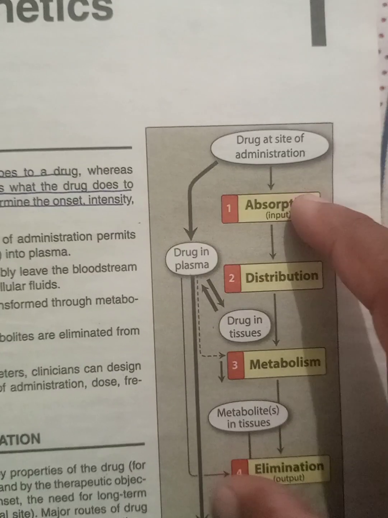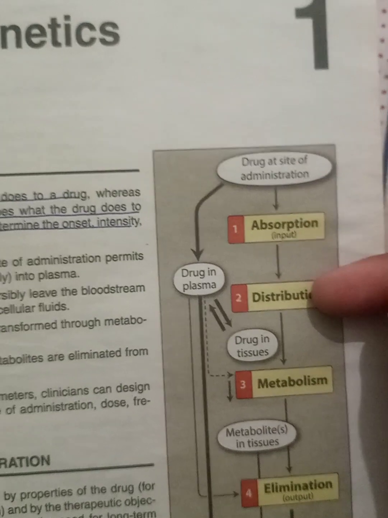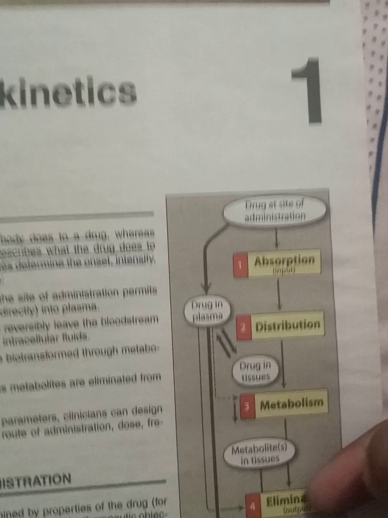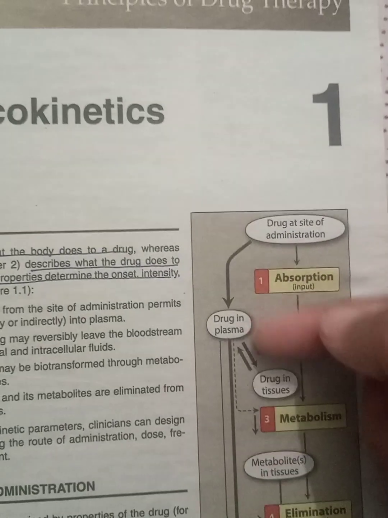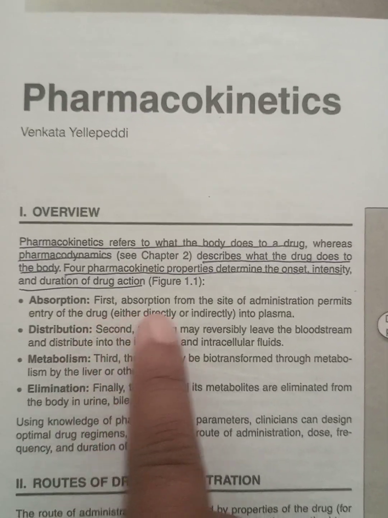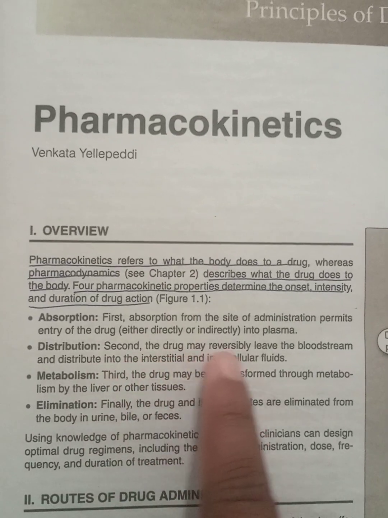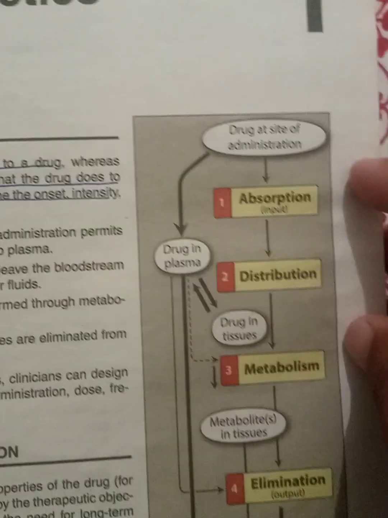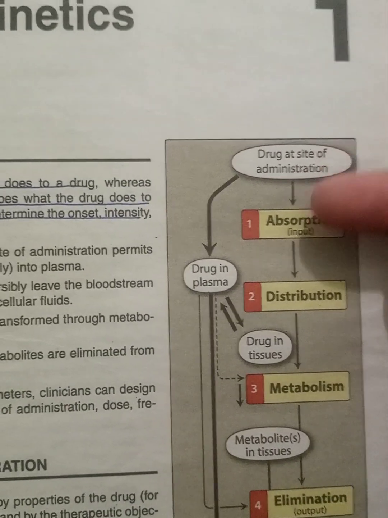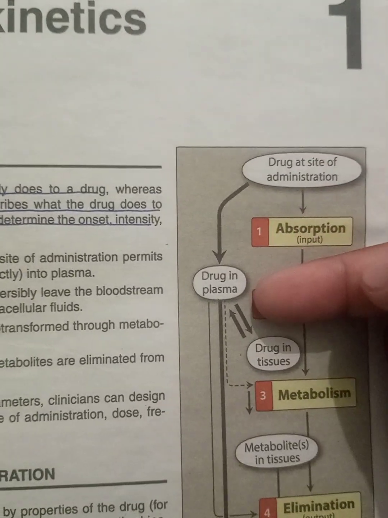Here you can see in this table the four properties of pharmacokinetics: first absorption, second distribution, third metabolism and fourth elimination. Now let's start discussing these properties in detail. First we start with absorption. Absorption from the site of administration permits entry of the drug into plasma. Absorption starts from the site of administration, where the drug in plasma is also added.